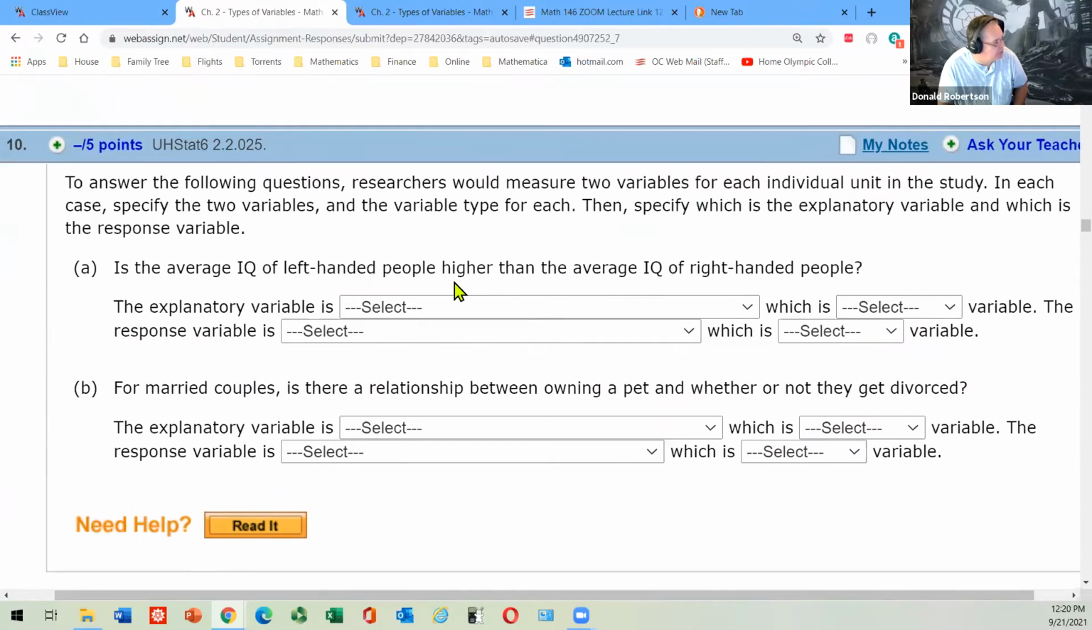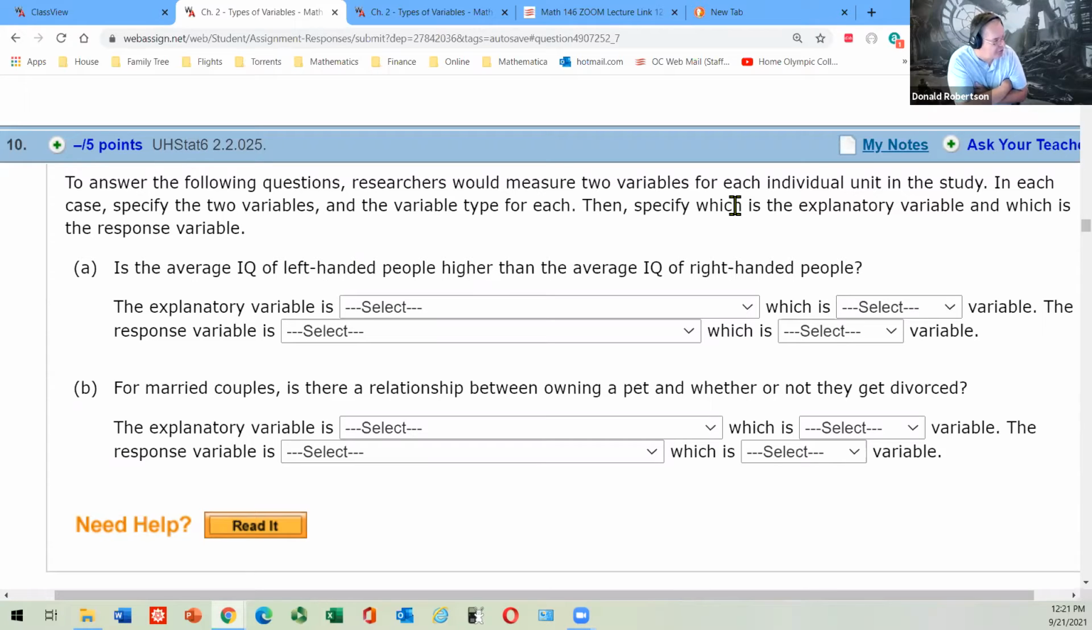I don't want to do them all. Here is one about IQs. I should do the IQ one then because it looks longer. To answer the following questions, researchers would measure 2 variables for each individual unit in the study. In each case, specify the 2 variables and the variable type for each, okay? Then specify which is explanatory and which is a response. So which one will I do?